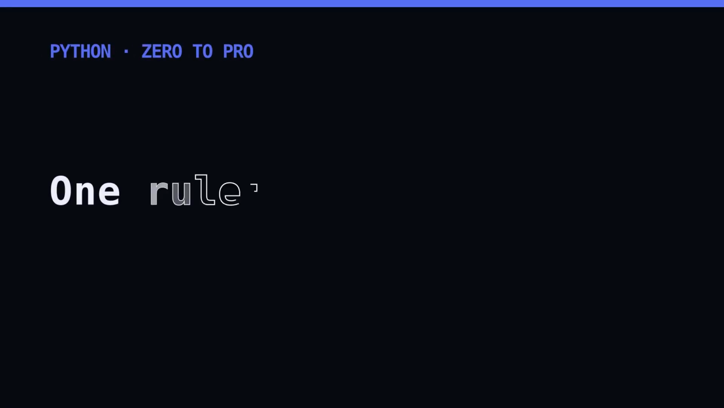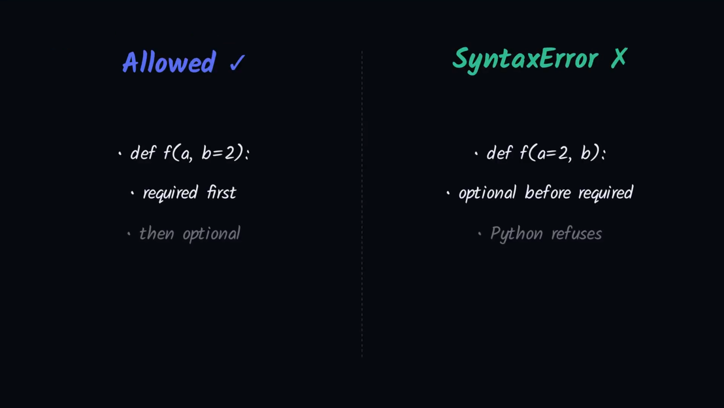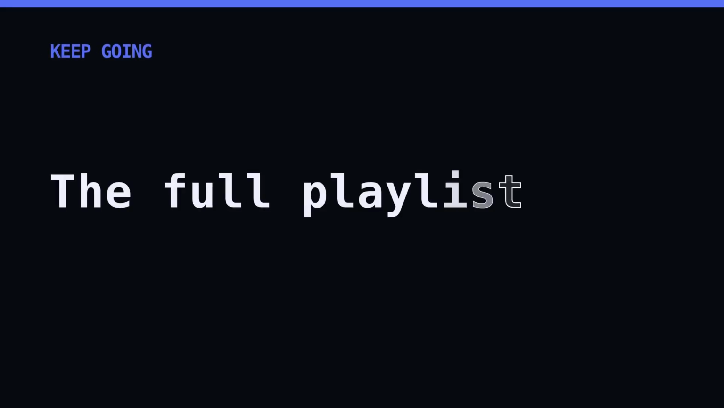There's a single rule Python enforces about order. The rule? Every parameter with a default must come after the ones without. Required first, optional last. Put a default before a required parameter, and Python throws a syntax error on the spot, because it wouldn't know how to fill the gap. Required, then optional. Always.